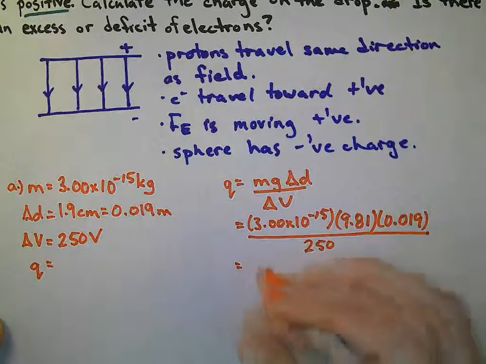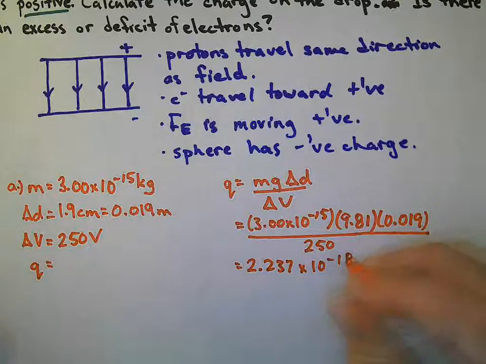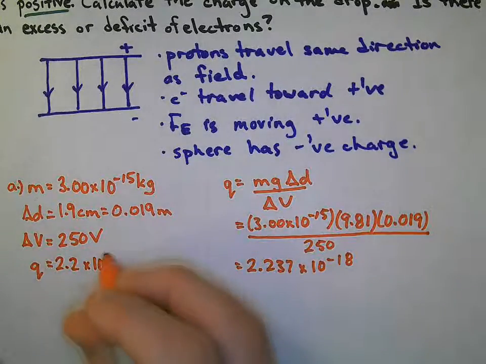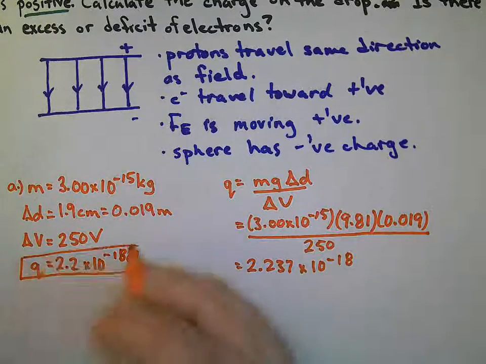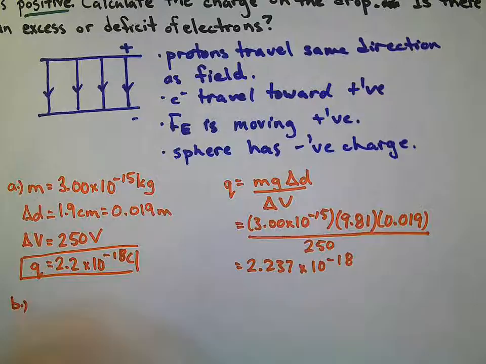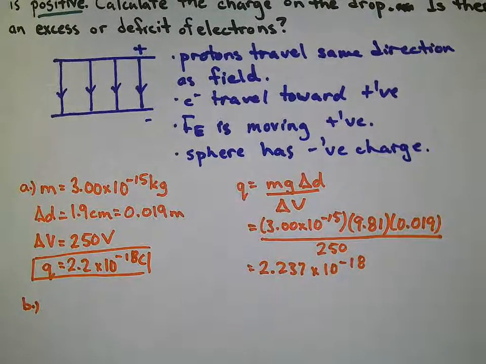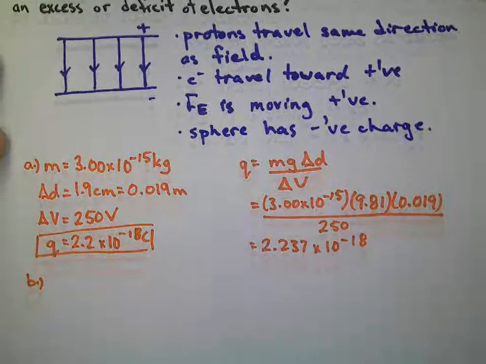You would get 2.237 times 10 to the negative 18. And in the question, it gives us two significant digits. So we have 2.2 times 10 to the negative 18 coulombs as the charge on this sphere. The second part of this question, I put A and B just because there was another part asked. Is there an excess or a deficit of electrons?